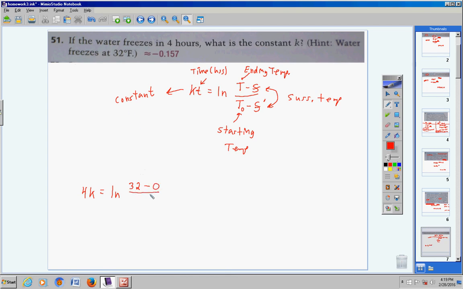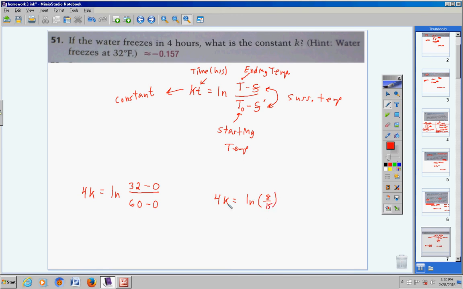So far, so good, not difficult at all. Your starting temperature, well, if you'll look up above number 50, it says the tray of water was 60 degrees. So that's your starting temperature. And again, your surrounding temperature is 0. So what we have is this. 4K equals the natural log of, now 32 divided by 60 is 0.53 repeating. I'm just going to leave it a fraction. I'm going to put 8 over 15 if you reduce it. Alright. There we go.